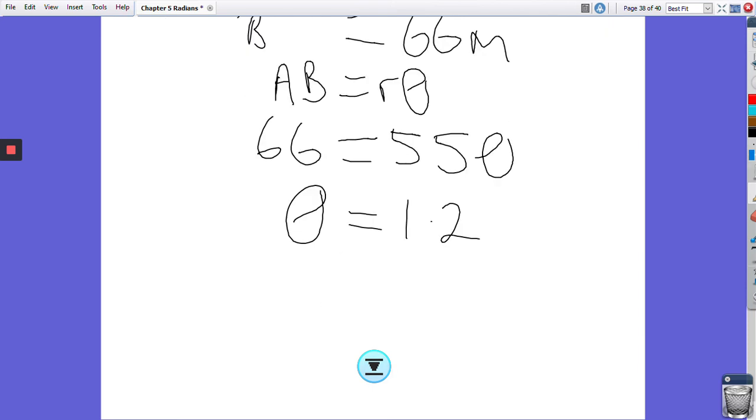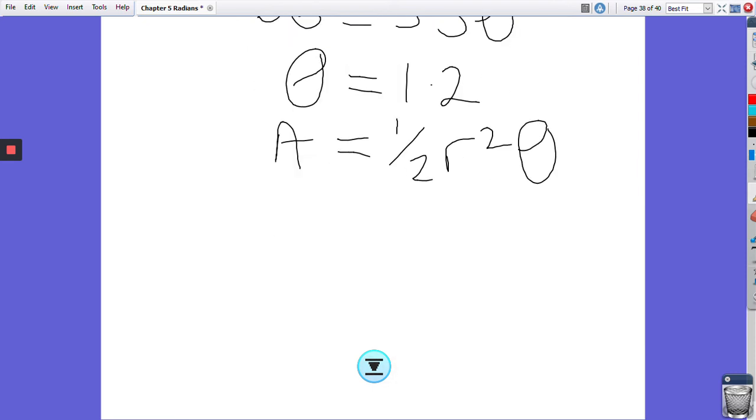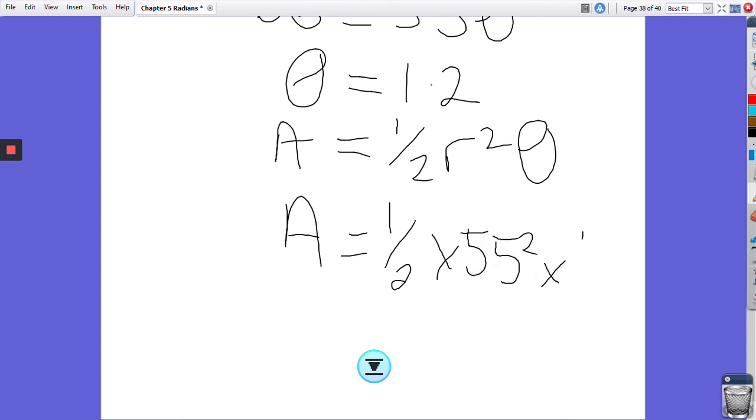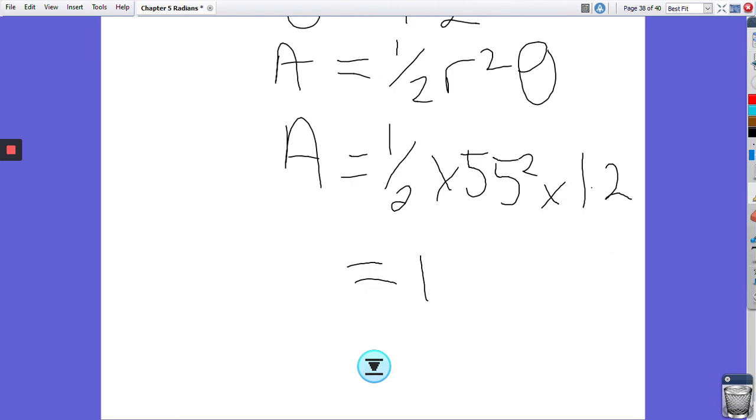So we now know that A equals a half r squared theta, and A equals a half times 55 squared times 1.2, which equals 1815 meters squared. And there you go. There's the area of the land. So we've got that there.